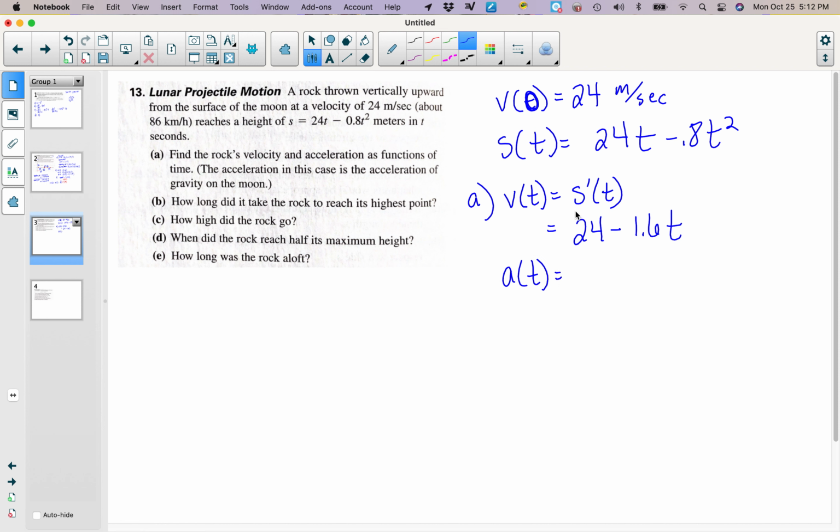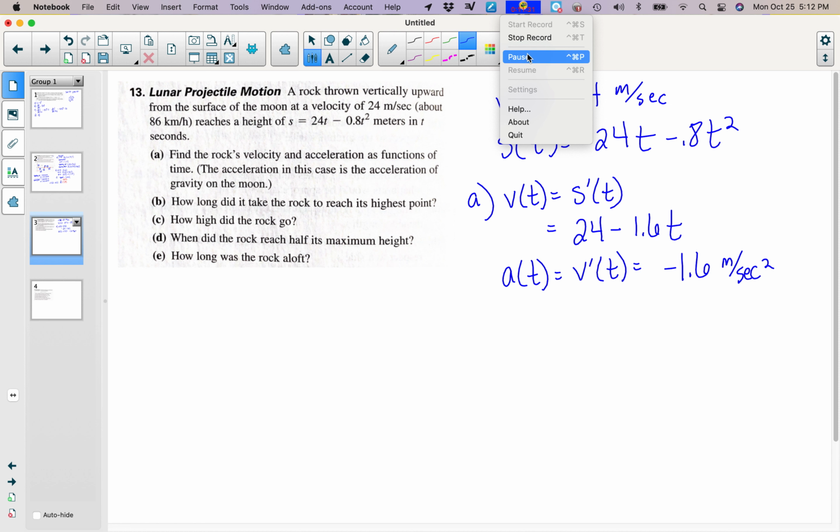To find the acceleration, I can think of that as the second derivative of position, or the derivative of velocity. So I get negative 1.6, and this would be meters per second squared. And I probably should add on here meters per second for the velocity.